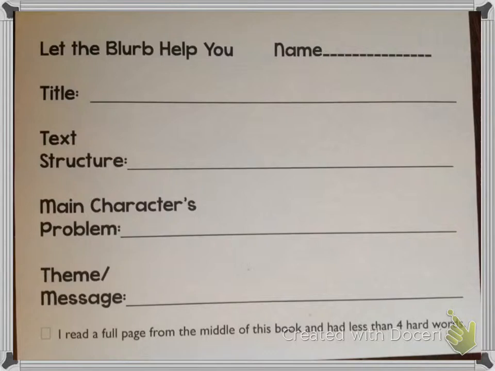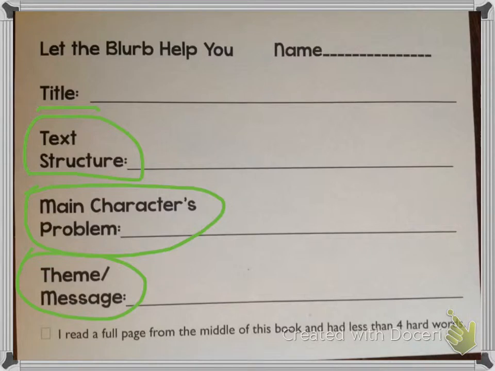When you finally find a book, after you've read through a few, when you decide on your book and your buddy, you're going to fill out this sheet. You'll write the title of the book, only the one you choose to read. You don't have to fill this out for every book that you look at, just the one you pick. You're going to write down the text structure, so what is the format of the book. You're going to write the main character's problem, and you're going to write the theme or the message, the big idea.